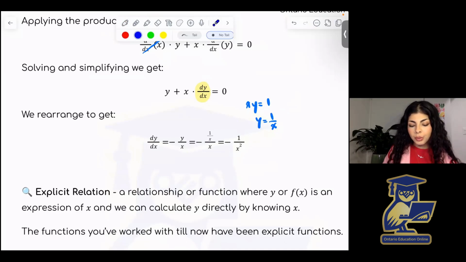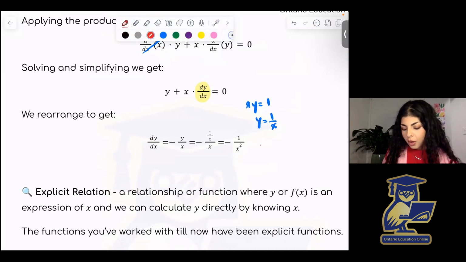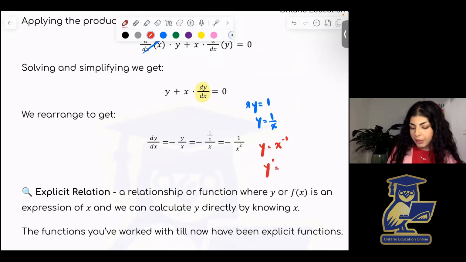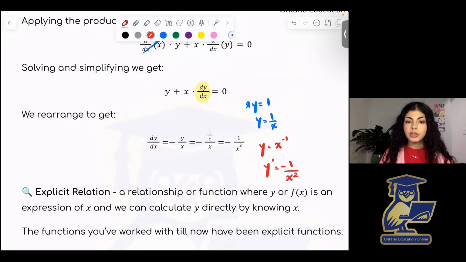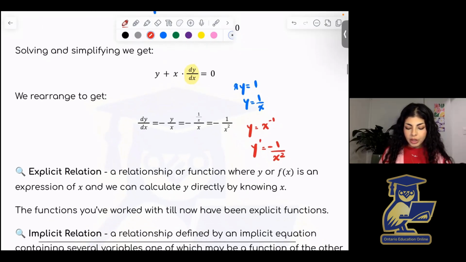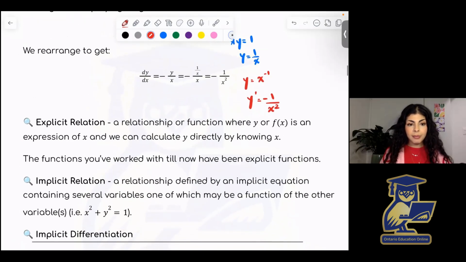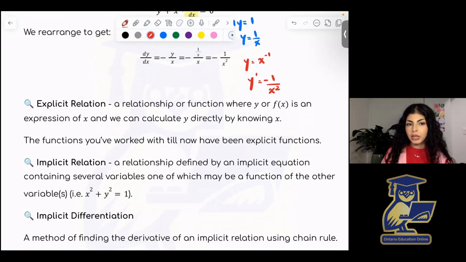And if you didn't already make this connection, I hope you can see that based on this value that I found here, which is just a rearranging of the function, y would be x to the negative 1. Then using our power rules, y prime of x is negative 1 over x squared, which is exactly what we found here, just using a different approach.